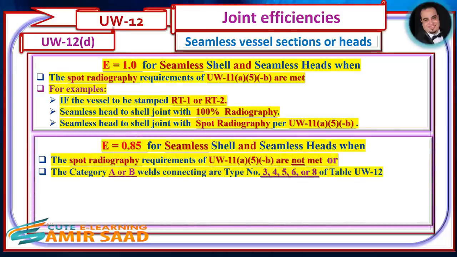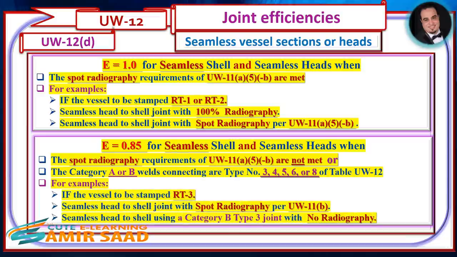E equals 0.85 for seamless shell and seamless heads when the spot radiography requirements of UW-11(a)(5)(b) are not met, or the category A or B welds connecting are type number 3, 4, 5, 6, or 8 of table UW-12. For examples, if the vessel is to be stamped RT3: seamless head to shell joint with spot radiography per UW-11(b); seamless head to shell using a category B type 3 joint with no radiography.